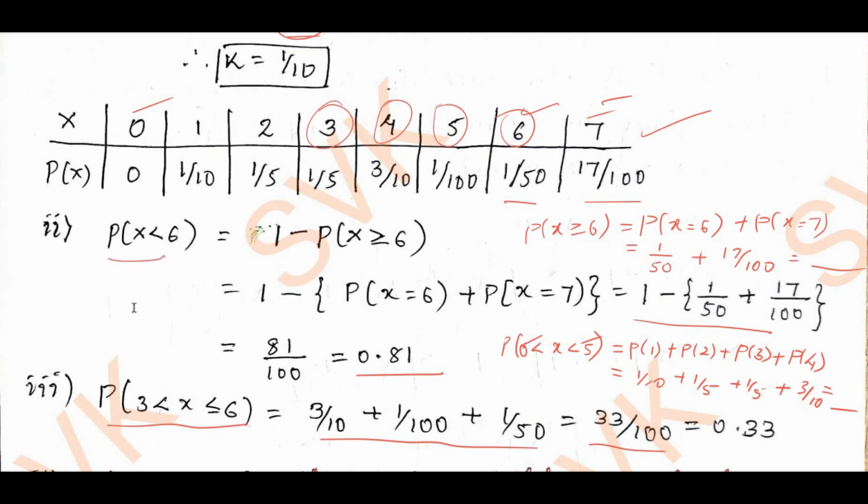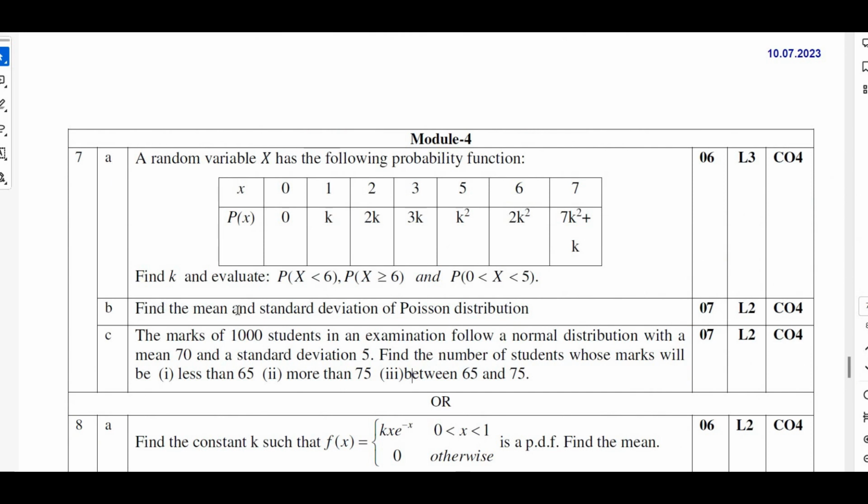Moving on to the next problem. I'll be solving find the mean and the standard deviation of Poisson's distribution separately. You can wait for a while. I will be uploading that video also. So moving on to question number 7c.